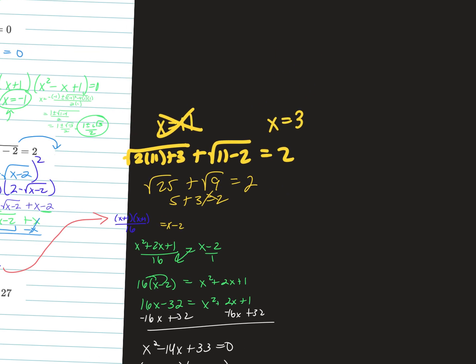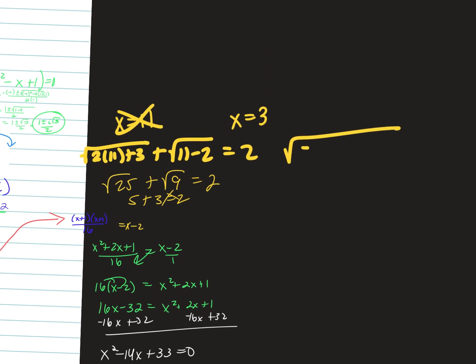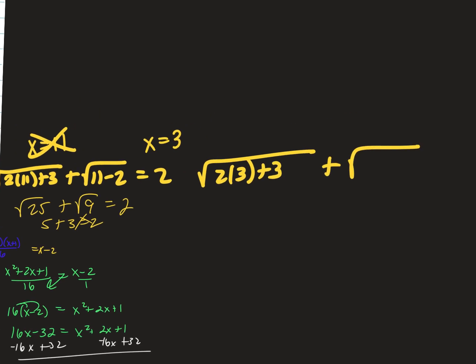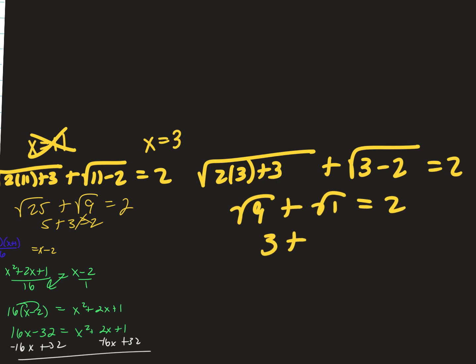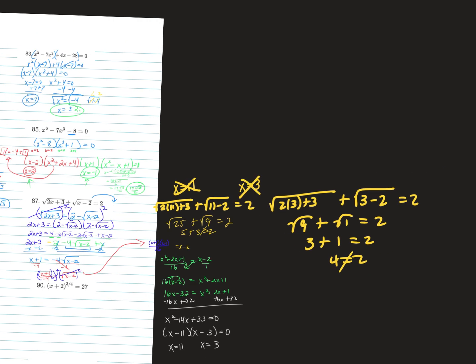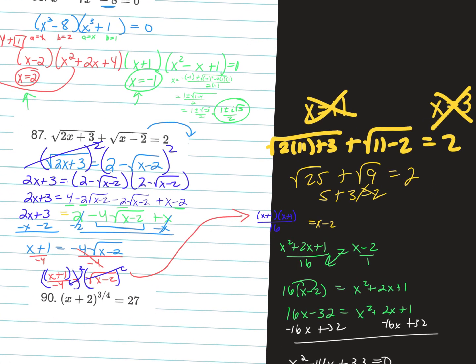Let's try 3. So I'm going to say the square root of 2 times 3 plus 3 plus the square root of 3 minus 2. Does that equal 2? So 6 plus 3 is the square root of 9, plus 3 minus 2 is 1. Does that equal 2? The square root of 9 is 3 plus 1 equals 2. 3 plus 1, 4, does not. We did all that work for my answer to be here, guys. No solution.